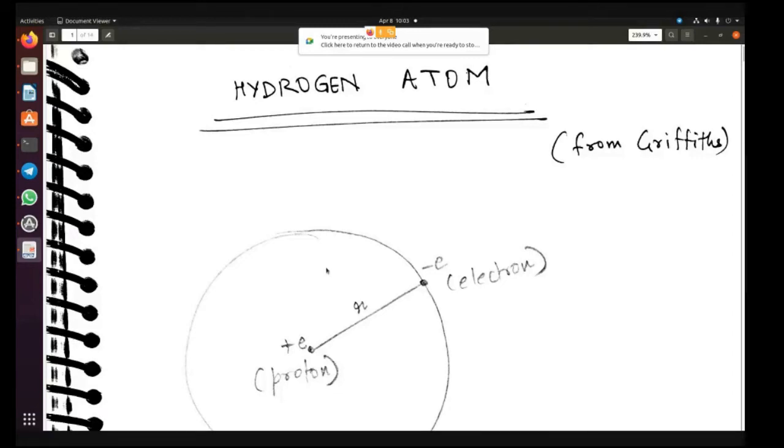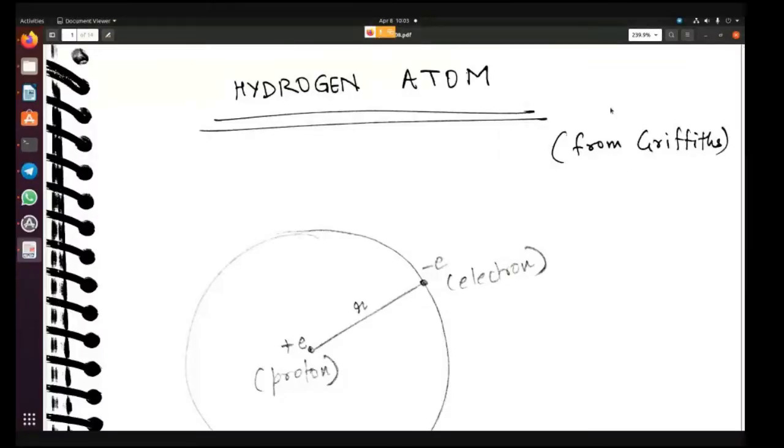So this portion I have taken from Griffiths because that has a very nice derivation, and plus it gives you some physical intuition as to how the equations have been written. Okay, so you can read this portion from Griffiths.